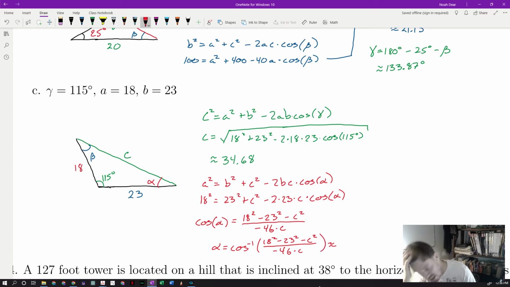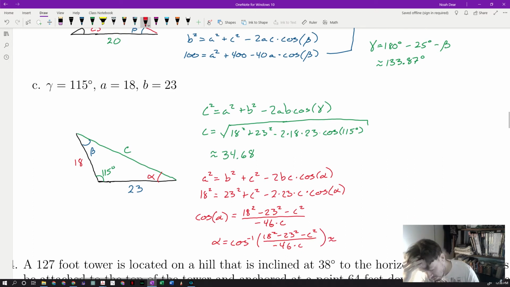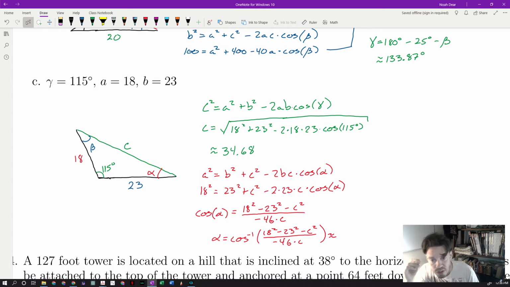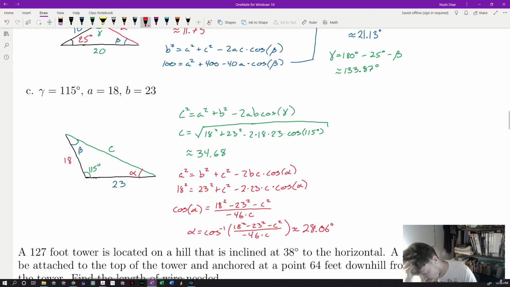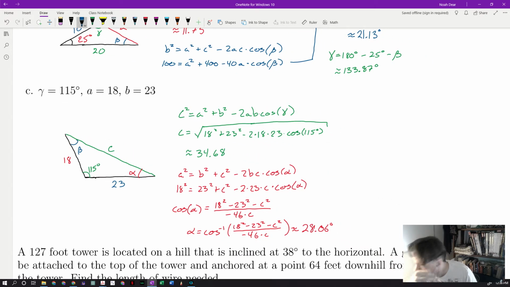And when I plug that into the calculator, we get 28.06 degrees. Finally, we can get beta equals 180 degrees minus 115 degrees minus alpha. And plugging that into the calculator, I get 36.94 degrees.